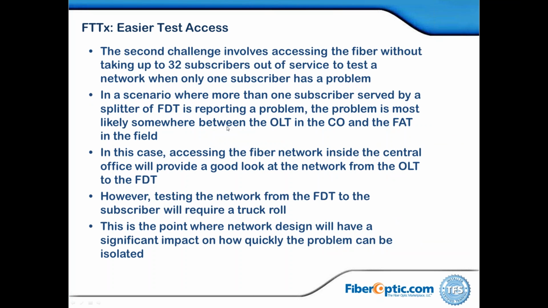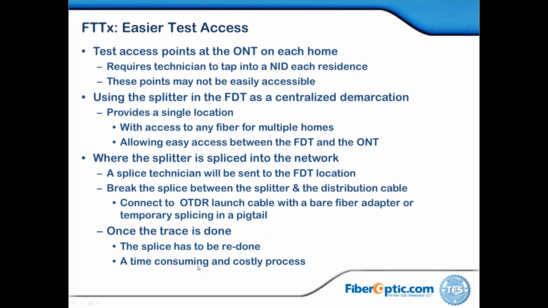So one subscriber served by the splitter is reporting the problem. Most likely it's somewhere between the OLT and the CO, which is the fiber terminal in the field. I don't need to read that to you. And here's what I tell you. Test access points on each home requires you to tap the NID at each residence, which are easily accessible. And the splitter in the fiber distribution terminal as a centralized demarc would give you access to any fiber to any of the multiple homes.